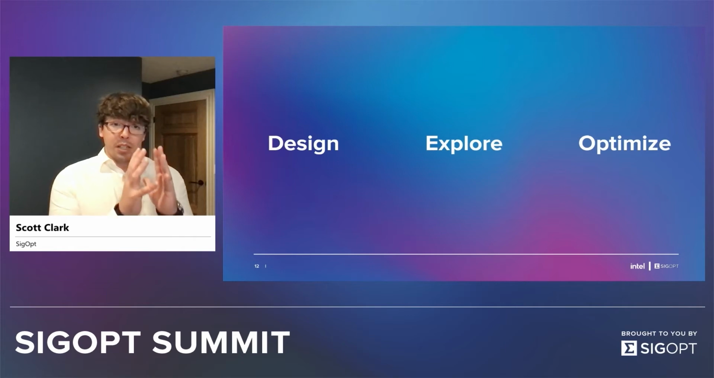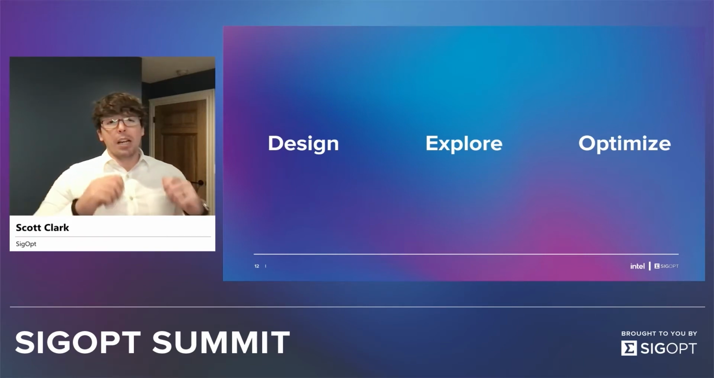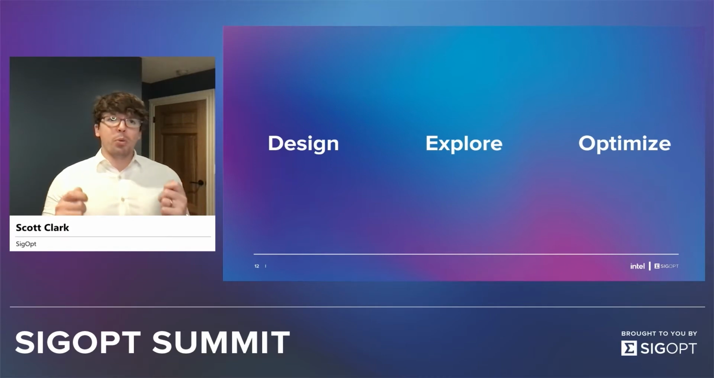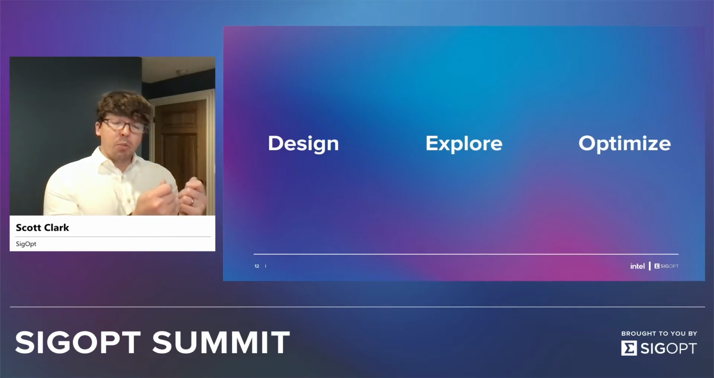But the first is designing experiments. So this is, again, asking the right questions. And this is actually a very difficult problem. Naively, you might say, well, I'm doing a machine learning model, so I just want the model with the highest accuracy. But if you're doing a real world application, you might want to trade off that accuracy for inference time.